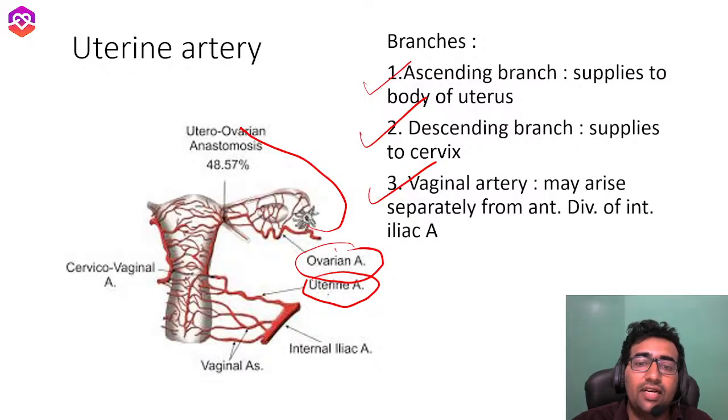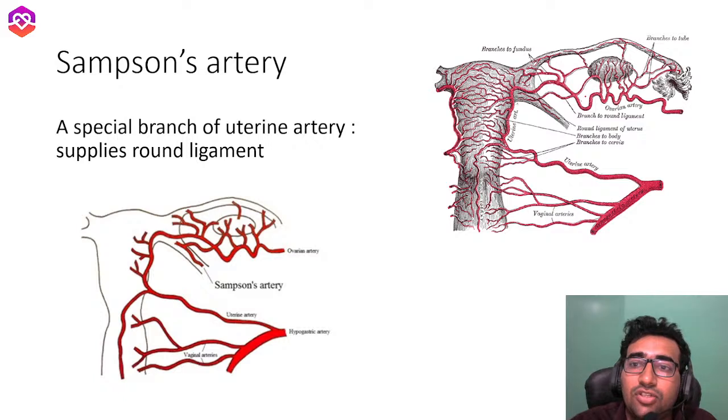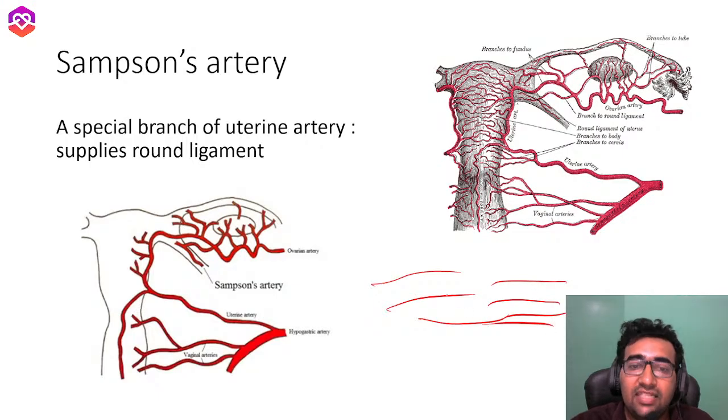Ovarian artery is there, uterine artery is there. And the ovarian artery and uterine artery can anastomose with each other. What is anastomosis? This kind of connection between two arteries is called an anastomosis. They anastomose with each other. Okay. Finger-like connection. More than that, I want to tell another artery.